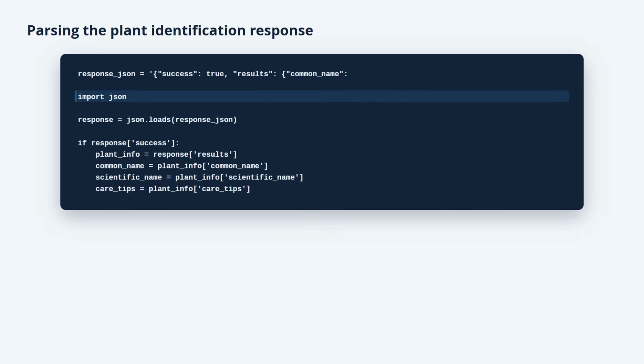Typically, the information we need is nested in the results key. We want to pull a few specific pieces of information: the plant's common name, scientific name, and some care tips. Access each of these keys directly to retrieve the valuable details. Finally, we'll print out this information neatly for the user. This way, they'll know exactly what to do with their new plant.